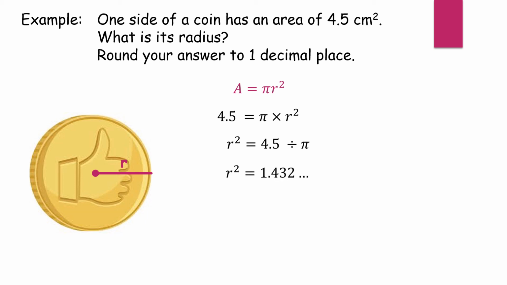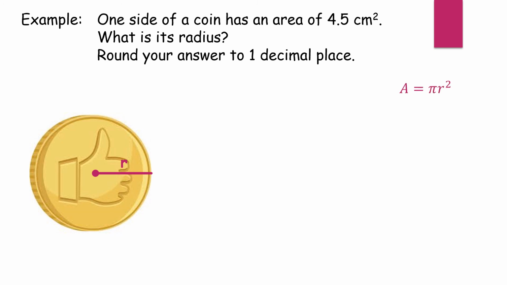And this gives us an answer of 1.432. Now, as I said, the inverse process of squaring is square rooting. So we need to press the square root button on the calculator, and we will get an answer of 1.196. Now, we want to round that answer to 1 decimal place. So we're looking at the second decimal place, which is the 9, and we're deciding what to do with the 1 before it. The 9 tells us we need to round up, so our radius is going to be 1.2 centimeters.